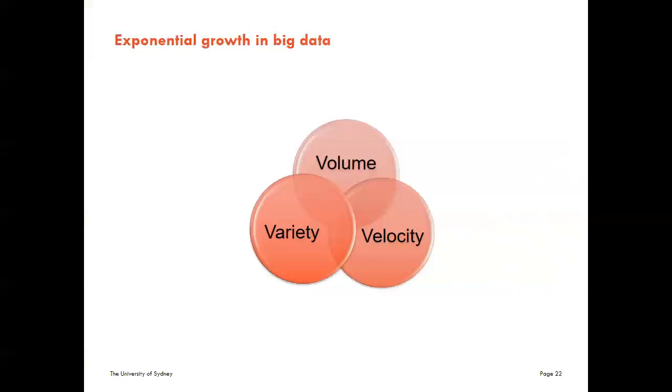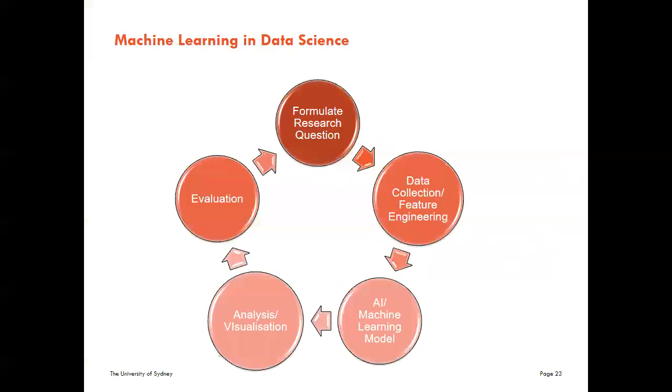That means the volume of data is increasing day by day, the variety of data is increasing, and the velocity at which we produce it is increasing. So now it's impossible for humans to comprehend that data and extract the value out of it. That's why we need machines to learn from that data, extract some knowledge out of it, and give some value back.